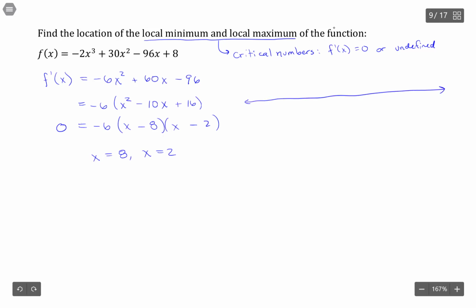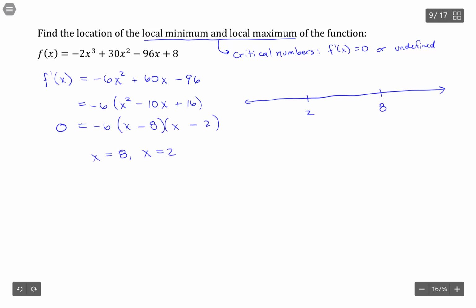Now, what I need is what's happening around these critical numbers. So I know that at these critical numbers, 2 and 8, I have potential places for minimums and maximums, but I don't know which one's which or if either of them actually are. I can't figure that out unless I know what's happening around those critical numbers. So for instance, if I go from an increasing interval to a decreasing interval, then that shows this critical number is a maximum. That's the thinking I need to go through.